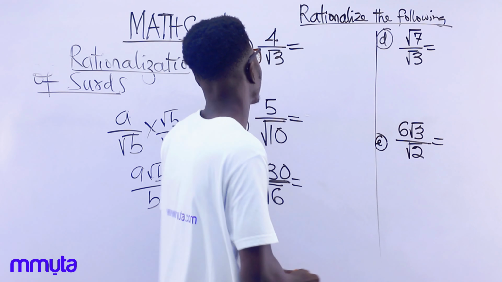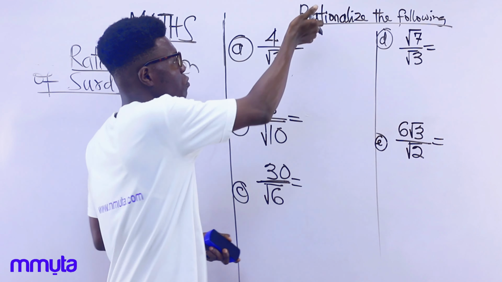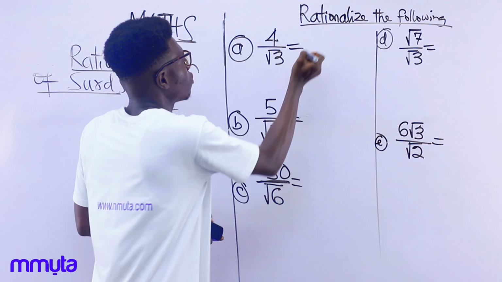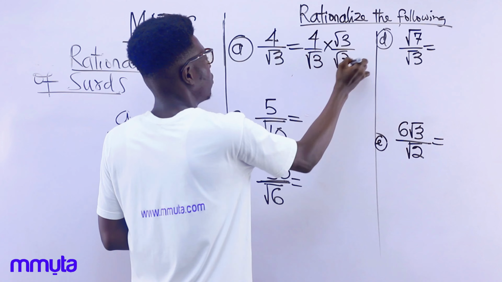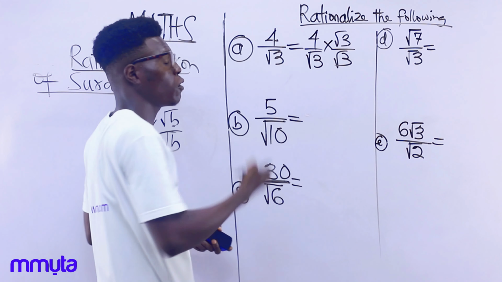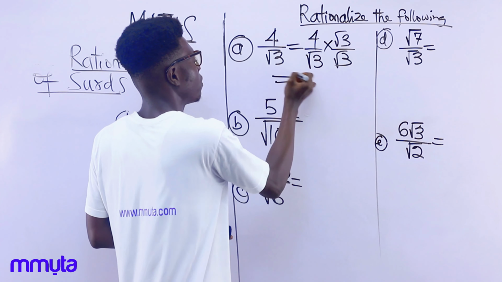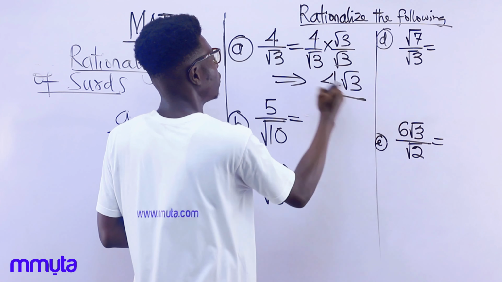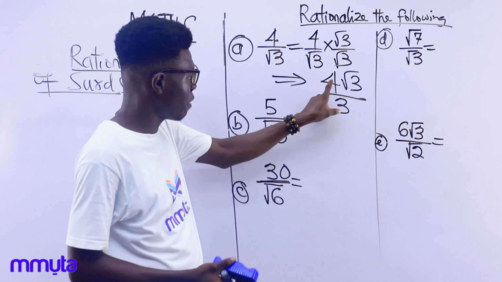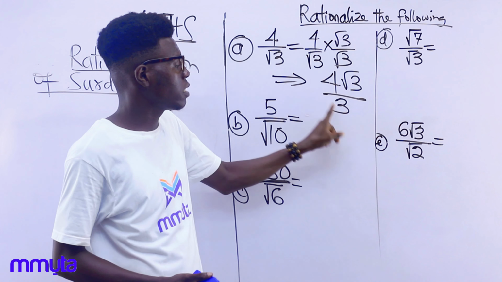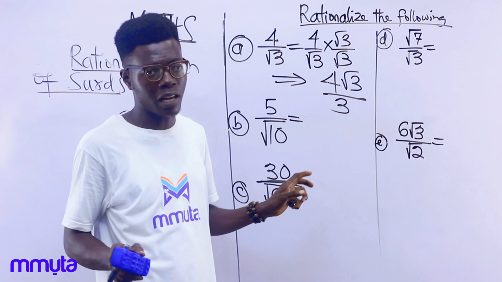So let us apply it here. We have 4 over root 3. How do we rationalize this? We simply multiply the numerator and the denominator by root 3. So we have 4 over root 3 times root 3 over root 3. 4 will multiply root 3, we get 4 root 3 as our answer. Root 3 will multiply root 3, we get 3 as our answer. So this becomes 4 root 3 all over 3. Assuming we are having a number here that is divisible by 3, you can say 3 divides that number. But since 3 cannot divide the number that is here, you leave it like that.